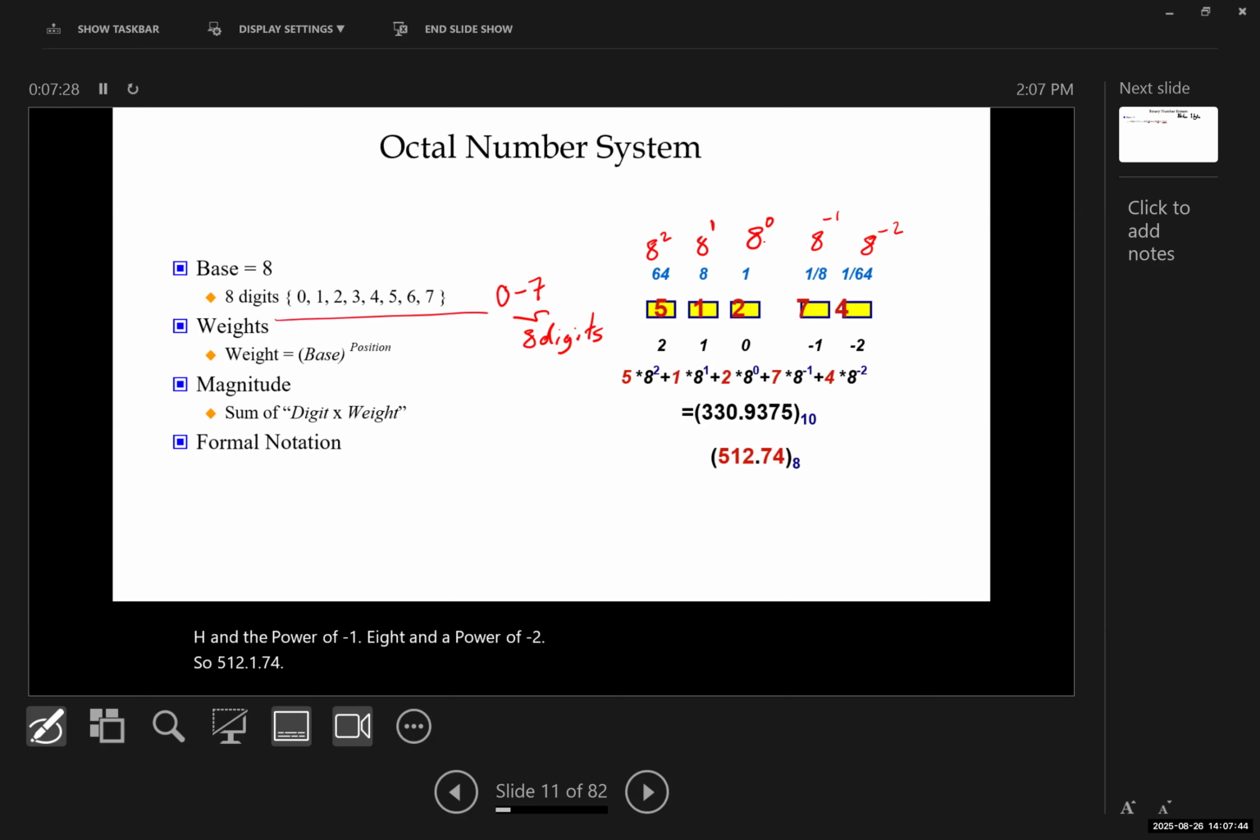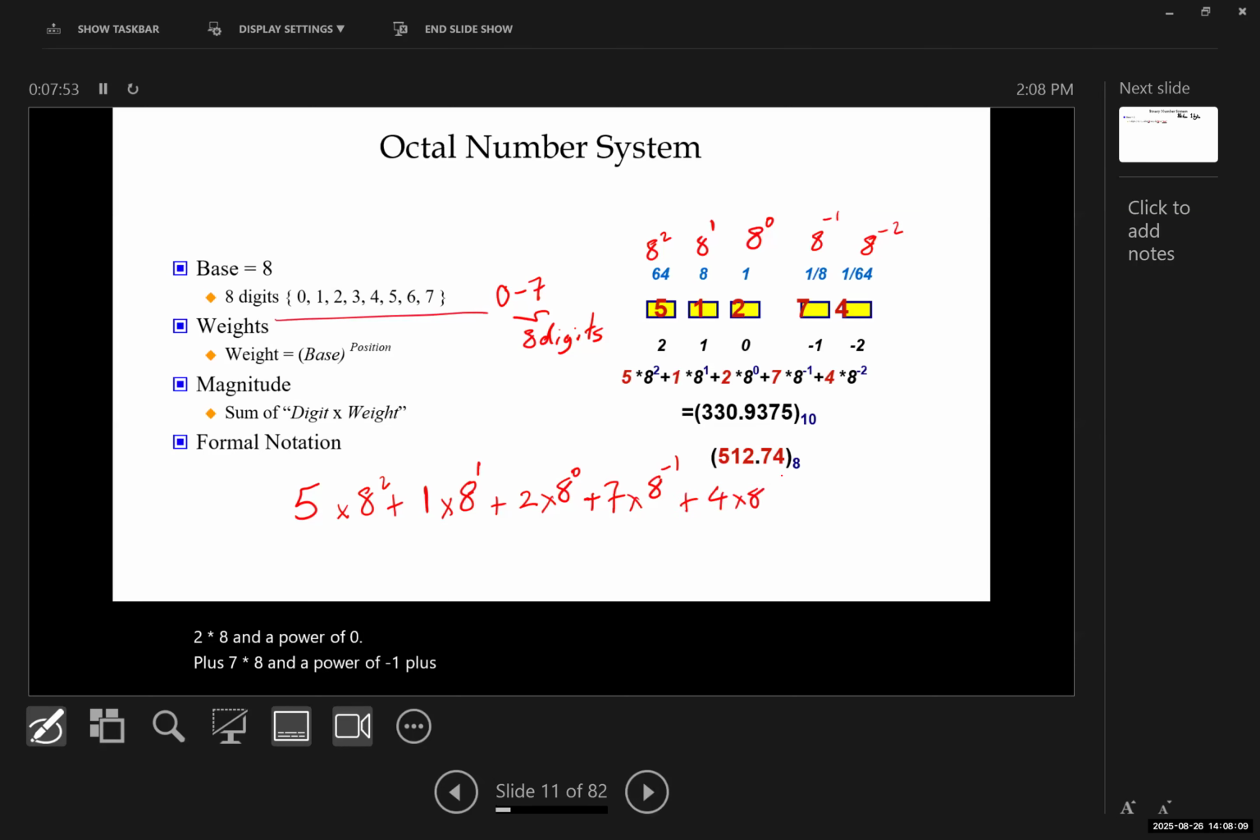If I convert 512.74 in the base of 8, it's going to be 5 times 8 to the power of 2, plus 1 times 8 to the power of 1, plus 2 times 8 to the power of 0, plus 7 times 8 to the power of negative 1, plus 4 times 8 to the power of negative 2.